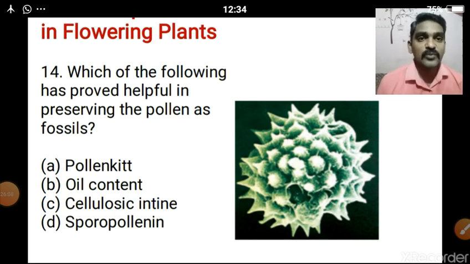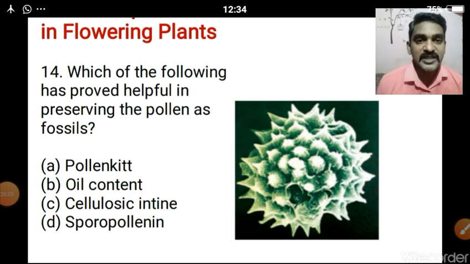How for the preservation, it needs some extra covering or coating, right? So what is that? You can see here the options: pollenkitt, oil content, cellulosic content, sporopollenin. So which of these four is helpful in preserving the pollen grain? Whether pollenkitt is preserving, oil content is preserving, cellulosic intine is preserving, or sporopollenin is preserving. So the option is sporopollenin.